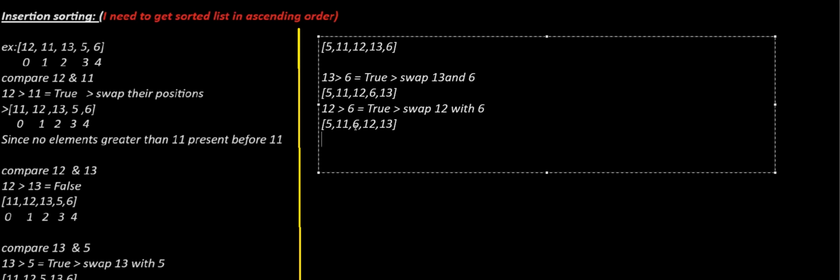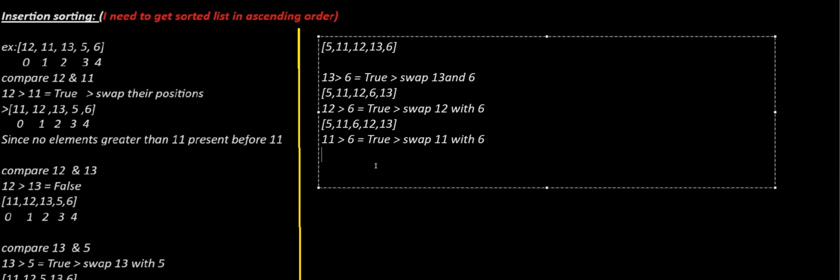Now again I need to check whether there is an element before 6. Yeah. Now I again need to compare whether that element is greater than 6 or not. 11, is 11 greater than 6? True. So again I need to swap the element 11 with 6.